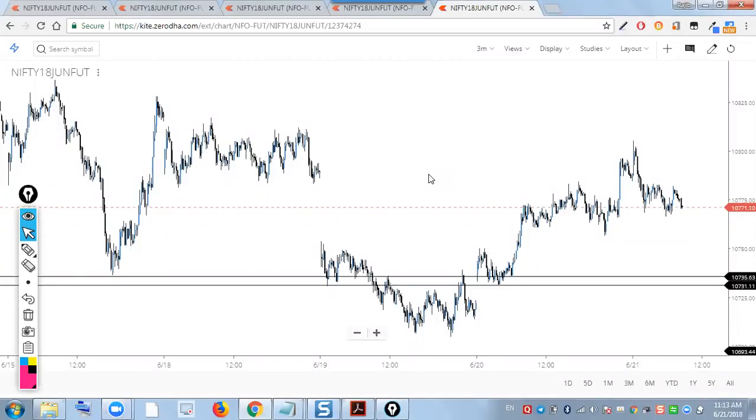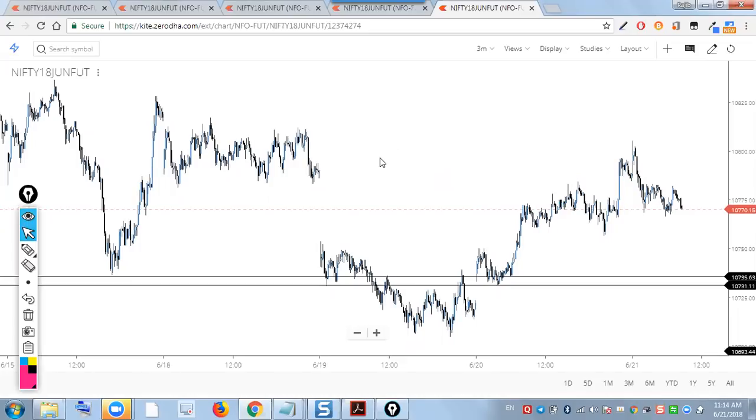Today's date is 21st of June 2018 and I'm seeing Nifty here. So far I don't have a trade here to initiate. So I thought let's talk about some order flow analysis in the last few days of the market.